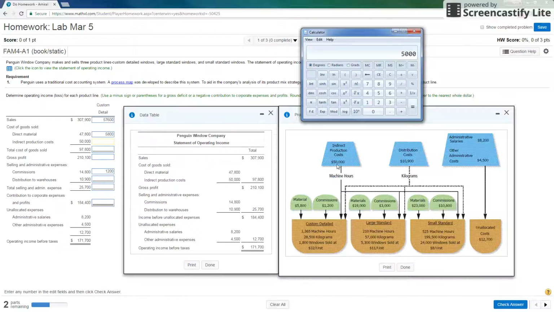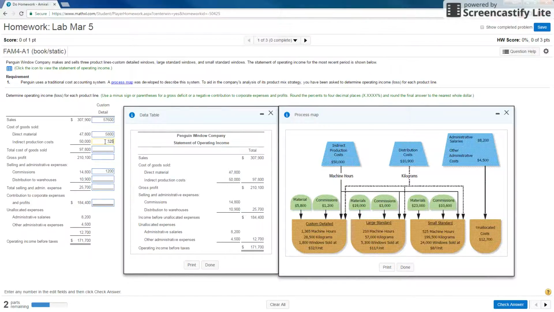So $50,000 divided by 2,100 is 23.8, something like that, cost per hour. Does it seem right? So now, if I use 1,365 of those hours, 1,365, it gives me 32,500.